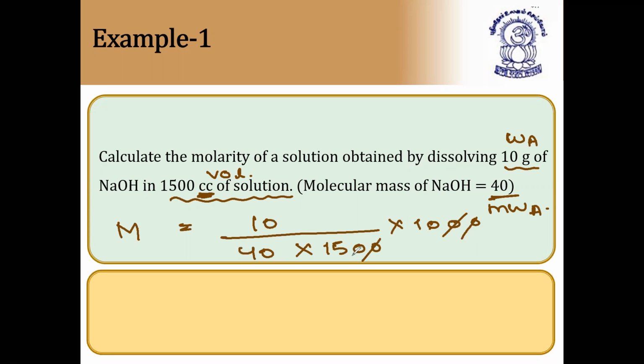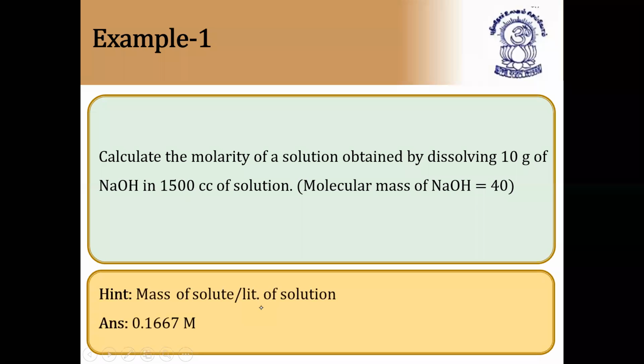Straight away, cutting 2 zeros and 3 zeros with 40, it is 10 by 4 into 15. 4 15s are 60. So 1 by 60, which is equal to 0.0166 or 0.0167. Capital M is important. So this is clear. It is okay.